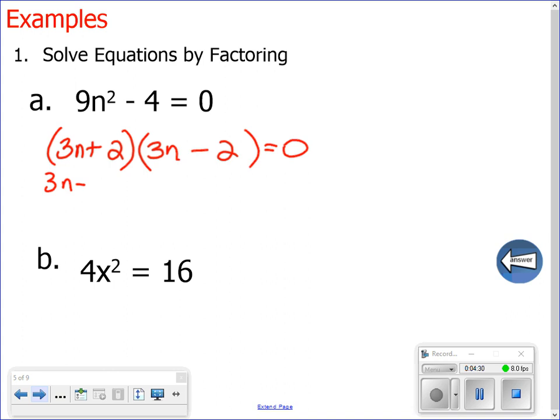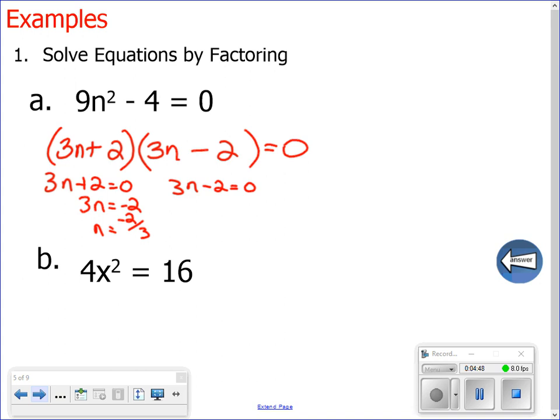So I have 3n plus 2 equal to 0. I have 3n minus 2 equal to 0. And we're going to solve it. So on this first one, I would subtract 2 on both sides. So that would give me 3n is equal to negative 2. And then divide by 3 to give me negative 2/3.